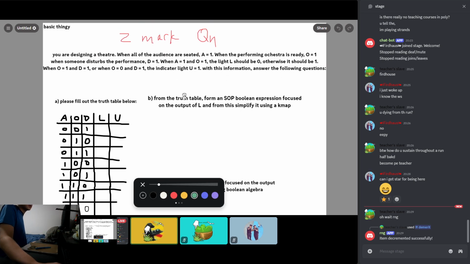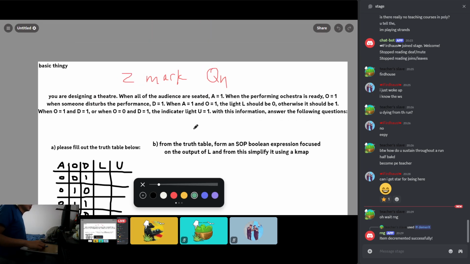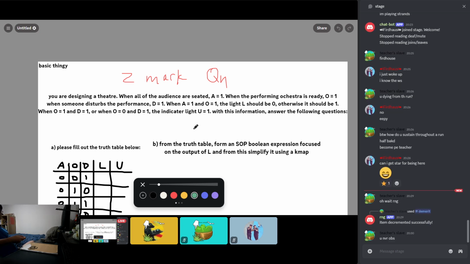Let's read the question. You are designing a theater. When all the audience are seated, A will be equal to 1. When the performing orchestra is ready, O is 1.